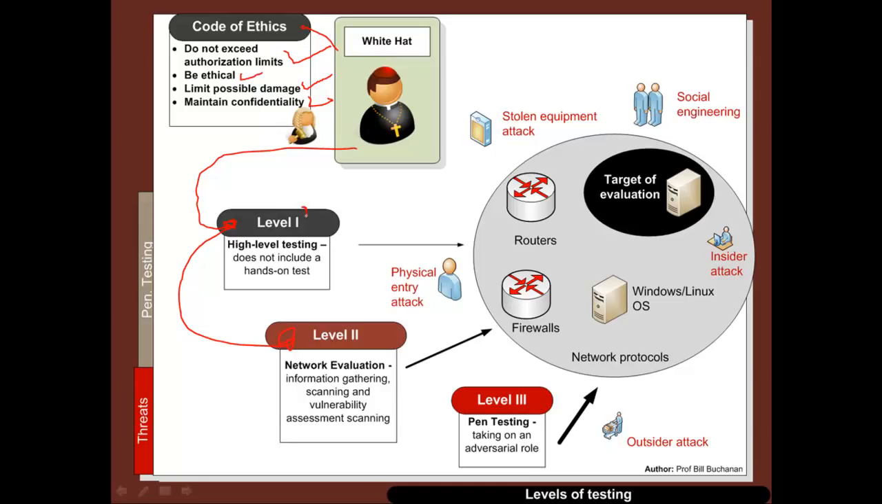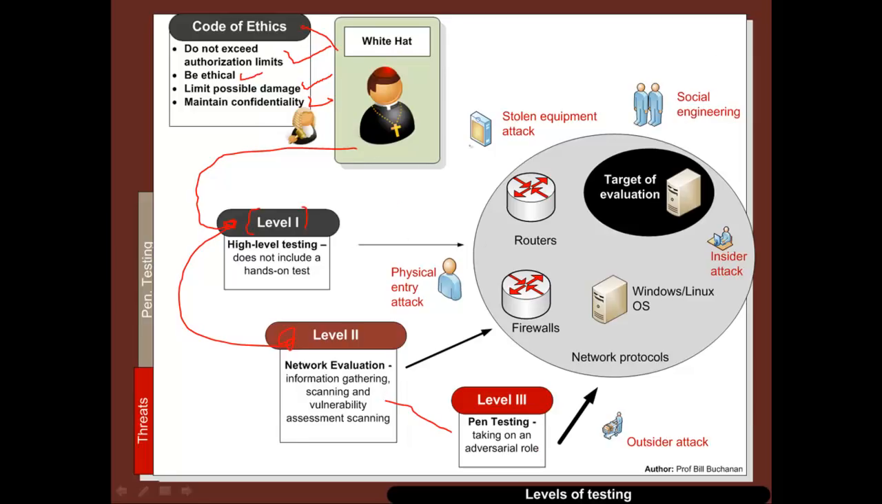So there's normally some agreement after the level 1 from the company and the tester. Level 2 is a network evaluation, and that typically involves information gathering, such as the scanning of the network and then looking at any vulnerabilities. So this is where we might get tools such as Nessus and Nmap involved. Then, once vulnerabilities are found, the white hat will take an adversarial role to actually perform the penetration testing. So this might do damage to the system, but all damage that's created will hopefully be reversed.